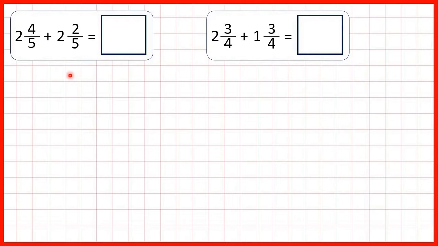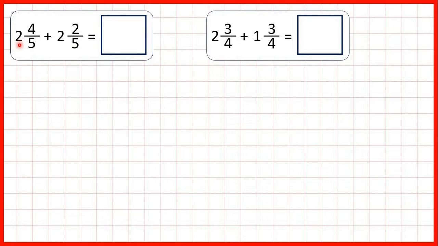Here we're adding mixed numbers. So first we have 2 and 4 fifths plus 2 and 2 fifths. If we add 4 fifths and 2 fifths, we get 6 fifths as our fraction, because when we add fractions, the denominators stay the same. But 6 fifths is an improper fraction, so we're going to need to do something slightly different here.